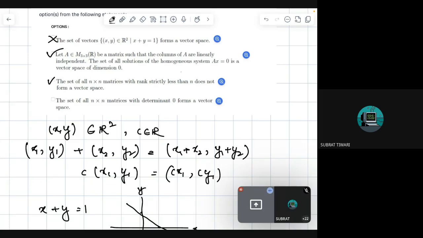Now moving to the next statement. The next statement says that the set of all n by n matrices with determinant 0 forms a vector space.